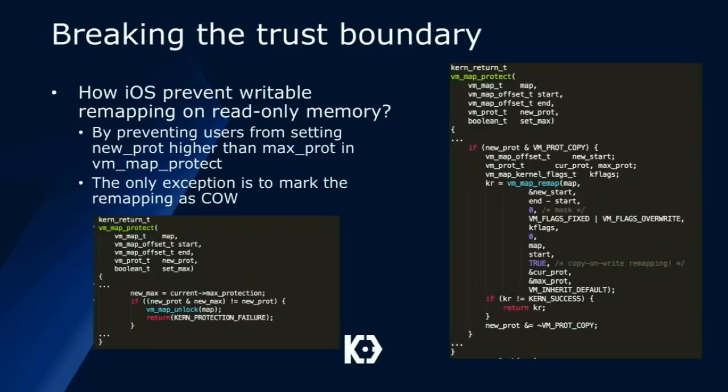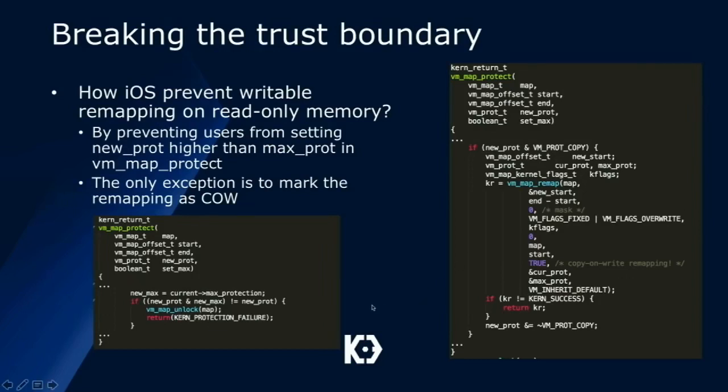iOS actually has its nature to prevent such writable remappings at its kernel code. You can see that once memory is mapped to the process using read-only, that mapping has a property called max protection. And that max protection is set no higher than read-only, so that when you try to remap it as read and write, the kernel will reject you immediately.